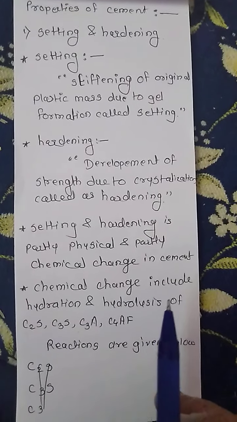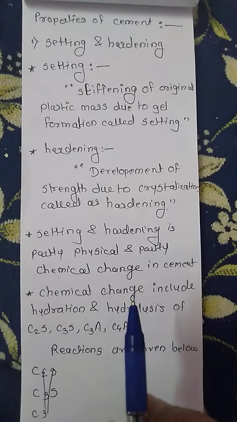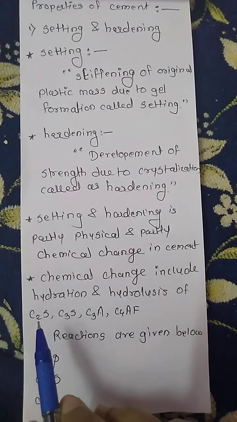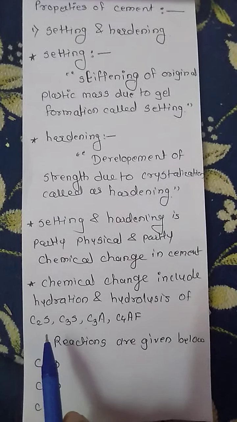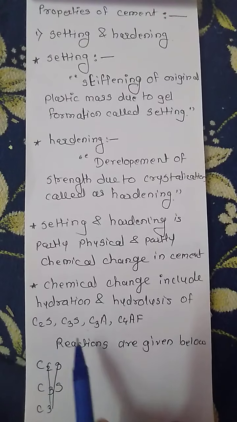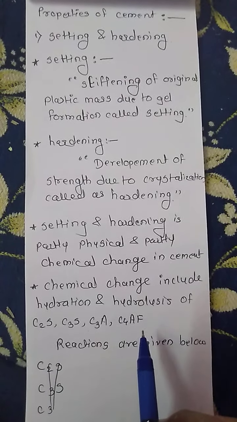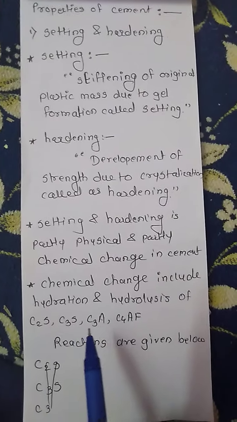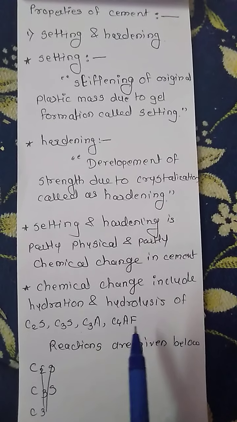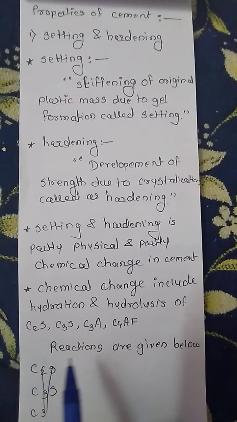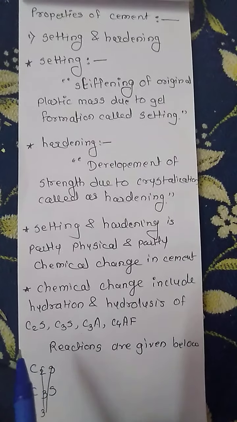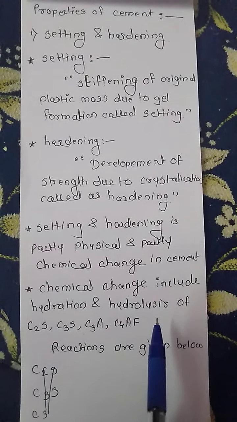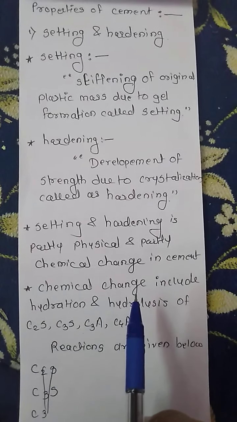Now, which chemical change is included? The chemical change which takes place in the cement includes hydration and hydrolysis of the constituents of cement. Okay. Which constituents are present in the cement? C2S, C3S, C3A and C4AF, which we have learned previously. C2S means dicalcium silicate, then tricalcium silicate, tricalcium aluminate, tetracalcium aluminoferrate. All these are the constituents of cement, and when these constituents react with water, they undergo hydration and hydrolysis reactions, and this is nothing but the chemical change in the cement.